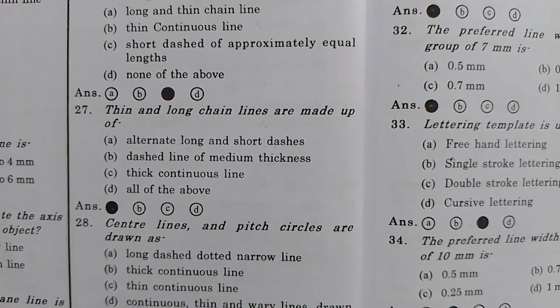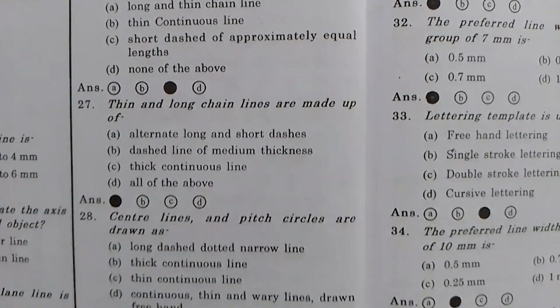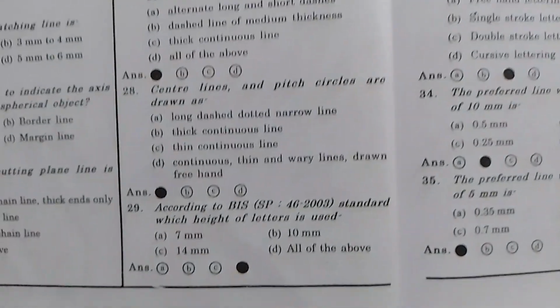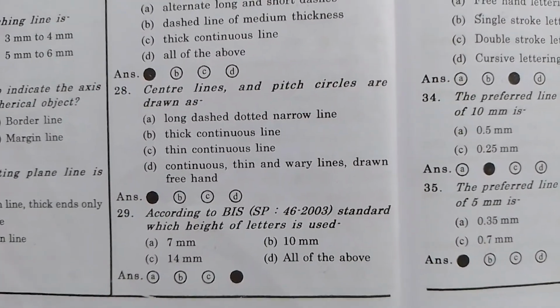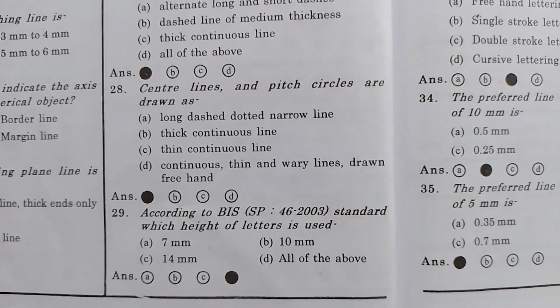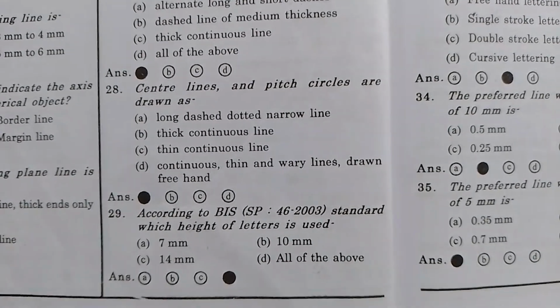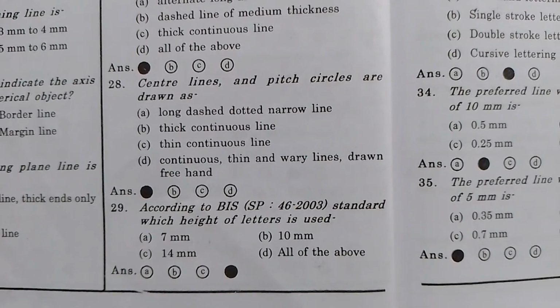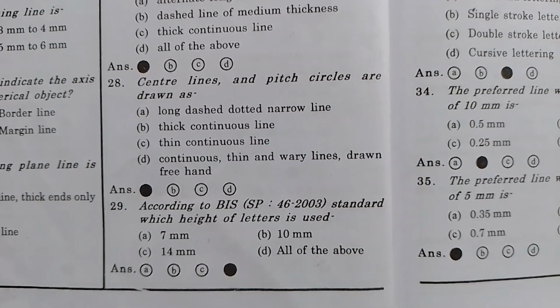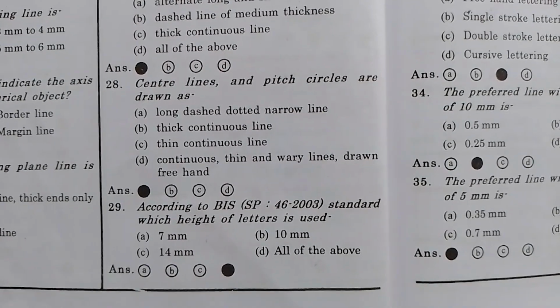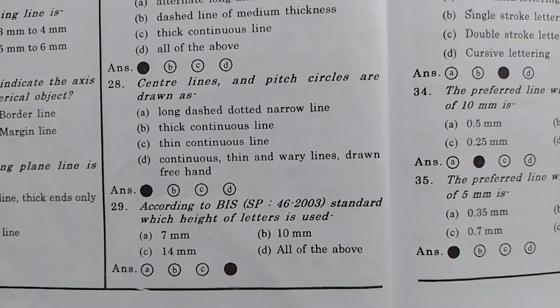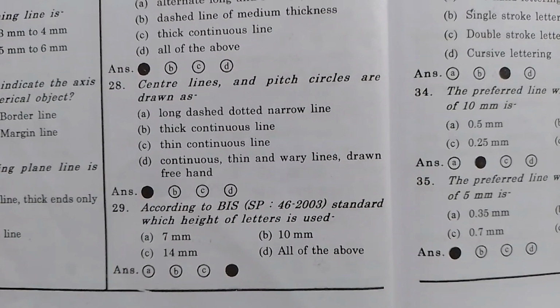Now move on to the question number 28. Center lines and pitch circles are drawn as: option A, long dash dotted narrow line, thick continuous line, thin continuous line. Option D, continuous thin and wavy lines drawn freehand. So option number A is correct. Long dashed dotted narrow line. Center lines are long dashed dotted narrow line.